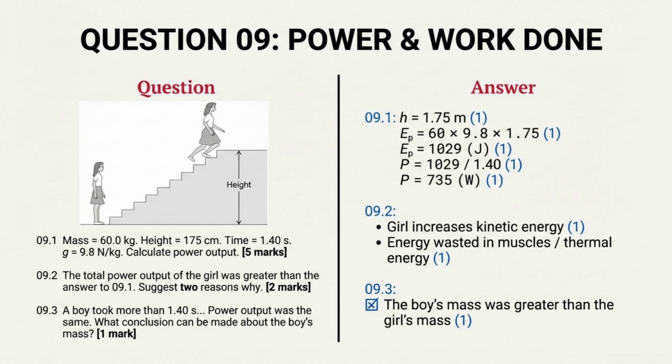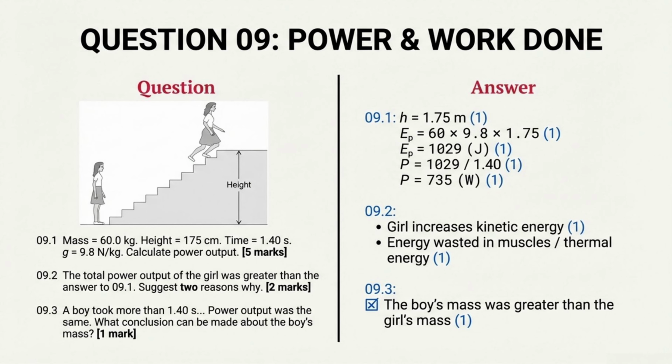Error 9.3 introduces a boy running up the exact same stairs. He takes more than 1.40 seconds, but his power output is the exact same as the girl's. What does this tell us about his mass? Look at the equation again. Power equals work divided by time. His time is larger, but his power is the same.